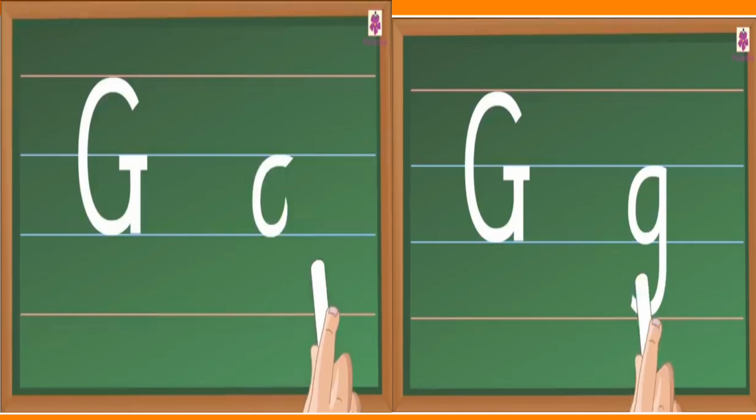And how we will write small g? We will start from the middle and make a small c, then we will go to the middle again and draw a standing line and go down with a small backward curl.